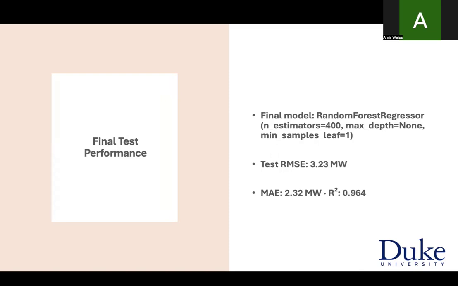Okay, so the final model is a random forest with 400 trees. And on the held-out test set, it achieves a test RMSE of 3.23 megawatts, an MAE of 2.32 megawatts, and R squared of 0.964. Now, these figures are from the untouched test set, so they reflect an expected generalization.